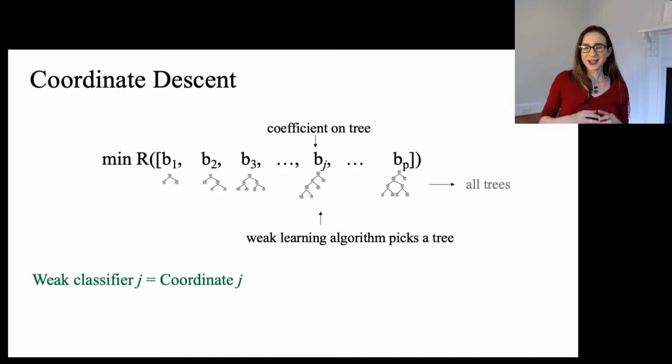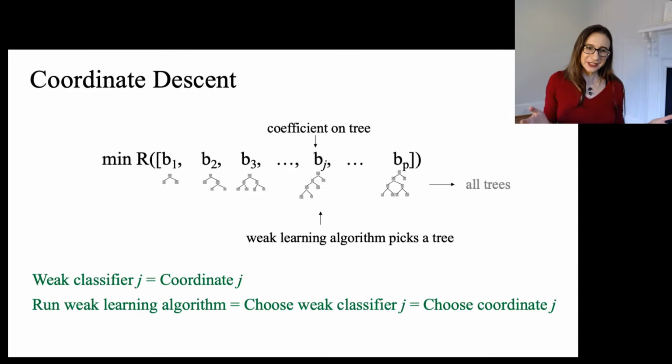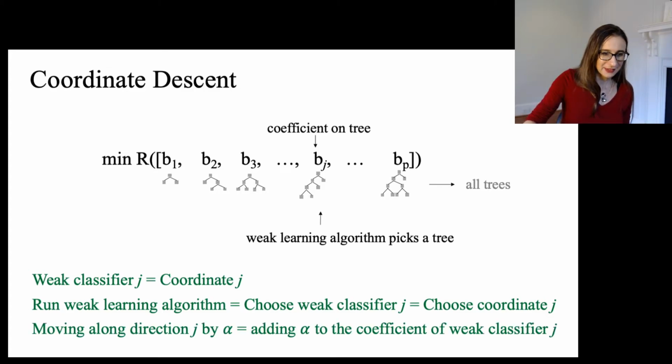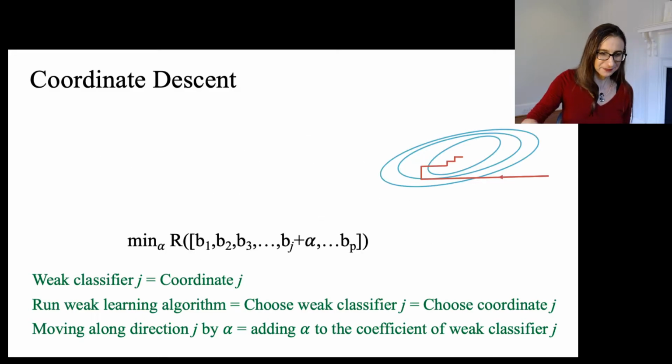Cool. So I have all this terminology fused in my head because I think about AdaBoost as a coordinate descent method. I did my PhD on this topic, so I think about these things together in the same way. So when I say weak classifier J, I mean coordinate J in this space of weak classifiers. And then when I say run the weak learning algorithm, I mean choose a weak classifier. And if I'm choosing a weak classifier, that's a coordinate in this space. And then when I say I'm moving along direction J by a distance alpha, I mean adding alpha to the coefficient of weak classifier J. Okay, so that's how we can view this.